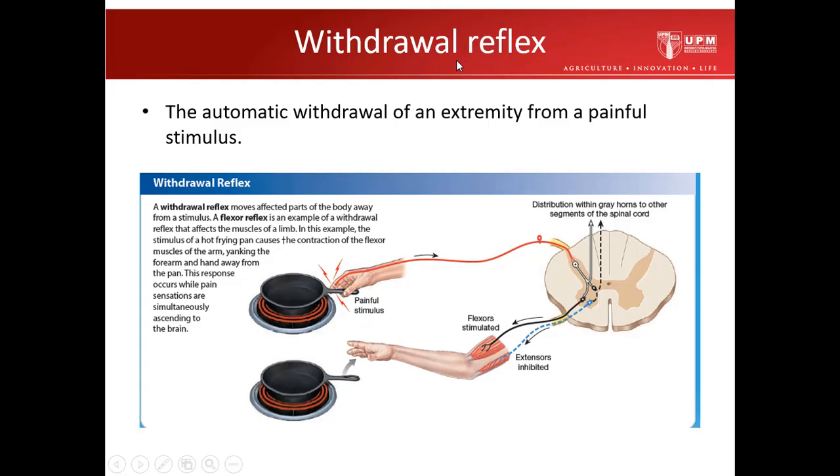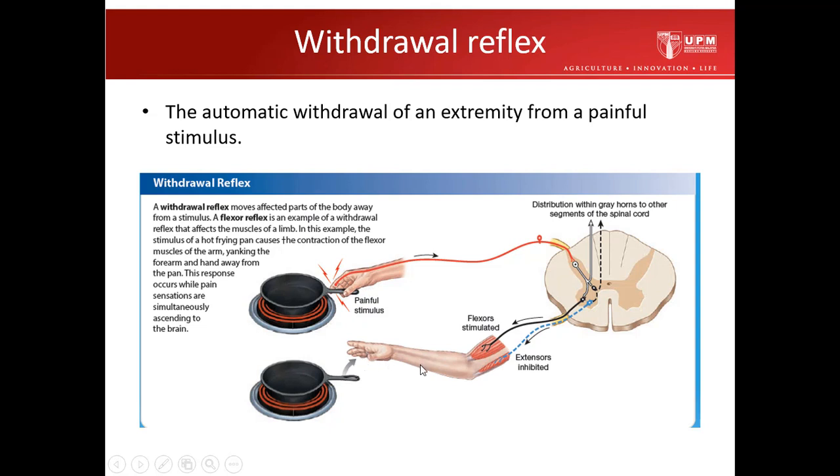Let's take a look at the withdrawal reflex. The picture represents the automatic withdrawal of a hand from a painful stimulus. So painful stimuli usually trigger the strongest withdrawal reflex. So here, by touching the hot pan, we're going to receive a painful stimulus that travels up to the spinal cord where the sensory neuron synapses to the interneuron. So the interneuron is then going to send the information to the flexor, which results in the contractions of the flexor muscles that cause the withdrawal of the hand from the painful stimulus.